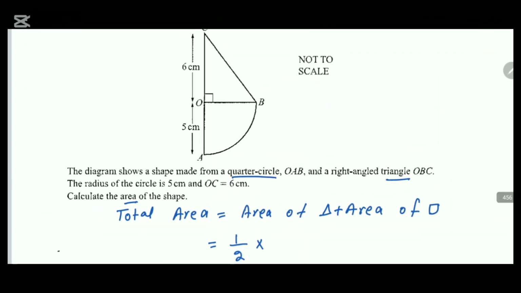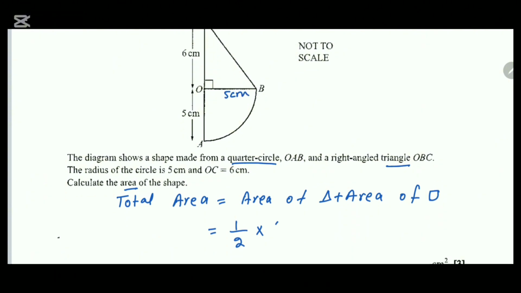So 1 over 2, OB is radius, this will also be 5 centimeter. So 1 over 2, neighboring sides of that angle are 6 and 5 into sine 90. So we will use this, and then plus the area of the quarter circle. The area of the quarter circle is 1 over 4 into pi r square. Or if we use the area of sector, the answer will be the same. So r is 5, 5 square will be used here.